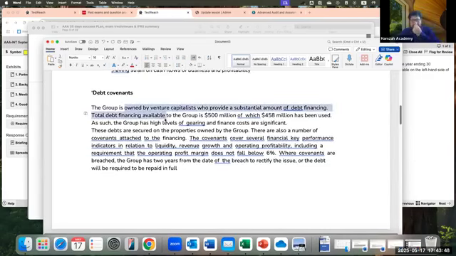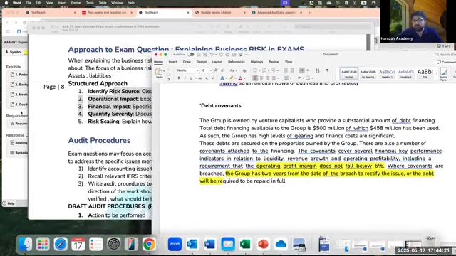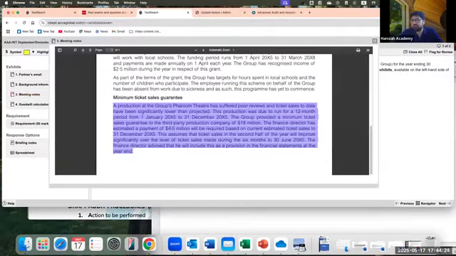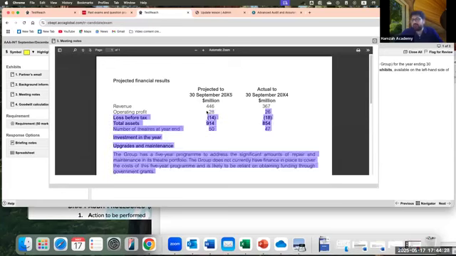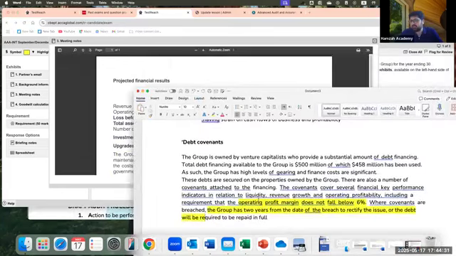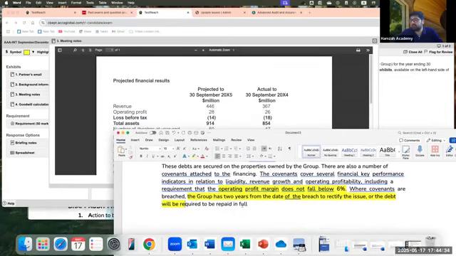The group is owned by venture capitalists who will provide a substantial amount of debt financing. Total debt financing to the group is this. Okay, high level of gearing. The debt is secured. Yes. They say this is the covenant: operating profit margin should not fall below this. And where they fall below, they have 2 years. Now we need to get this information from the scenario about profit margins. Here, operating profit margins, we need to check whether this covenant has been breached. We need to check.